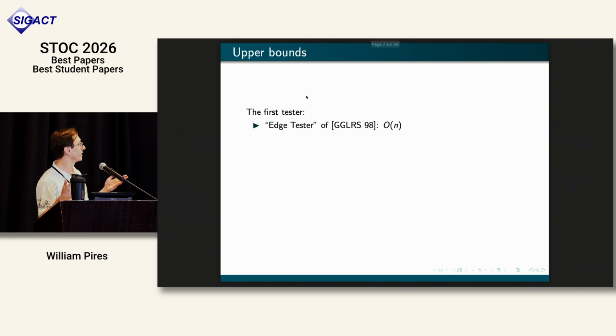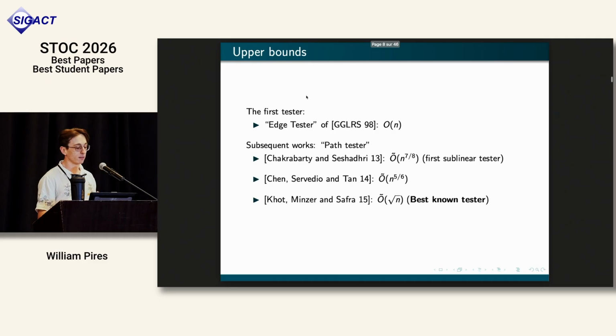So with that in mind, what's the upper bound that we know? The first upper bound was by GGLRS, and it was the edge tester, which was an algorithm using n queries. 15 years later, this was improved by Chakrabarty and Seshadri, who gave the first tester with sublinear query complexity. Then this was improved by Chen, Savidio, and Tan, and eventually there was this result by Khot, Minzer, and Safra, who gave an algorithm that uses root n queries, and that's like the best algorithm that we know of. We don't know how to do better than root n.